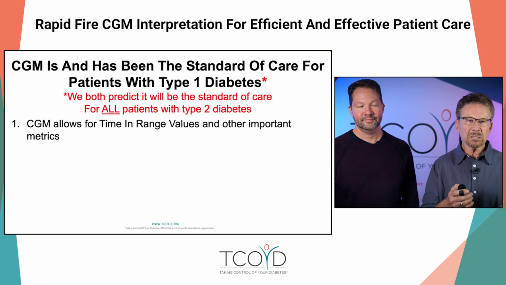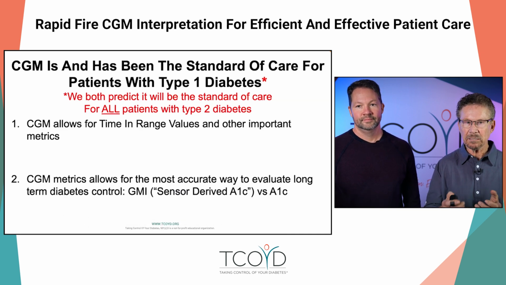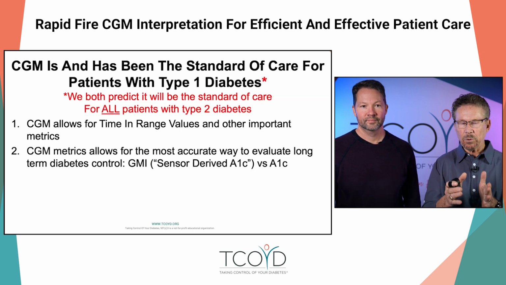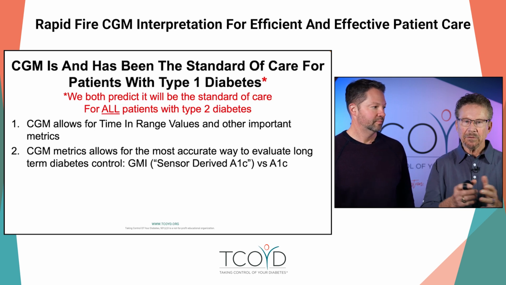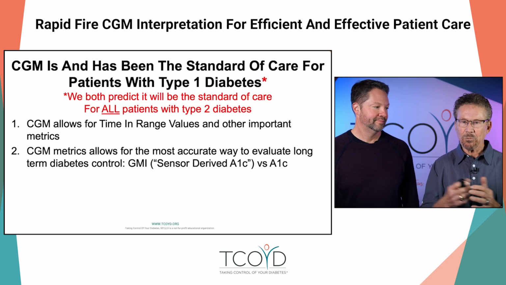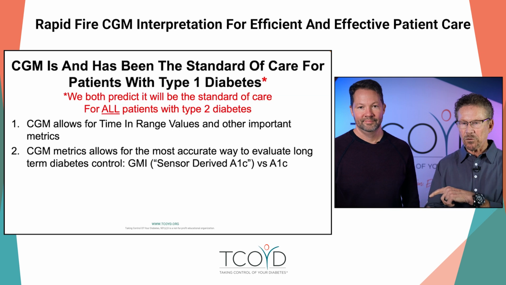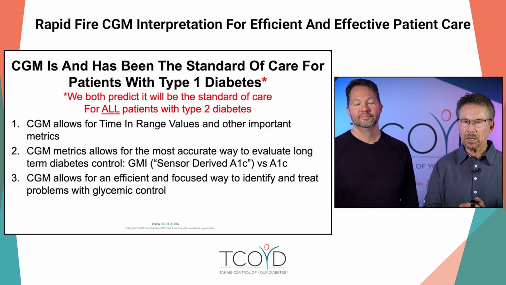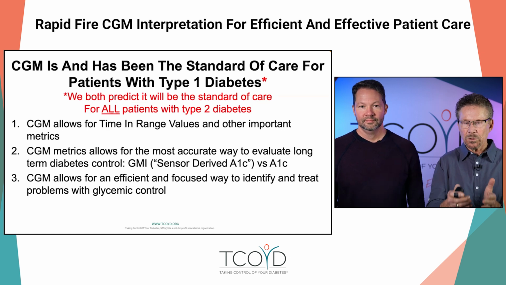So CGM does allow for time in range and other important metrics, which we're going to be talking about in detail. CGM metrics allow for the most accurate way to evaluate long-term and short-term diabetes control. And there's a phrase called GMI. You're going to see it on the CGM downloads, and that's called glucose management indicator. We don't like that term, but basically it's a sensor-derived A1C versus the laboratory A1C. And it allows for an efficient and focused way to rapidly find out what the major problem is with your patients.